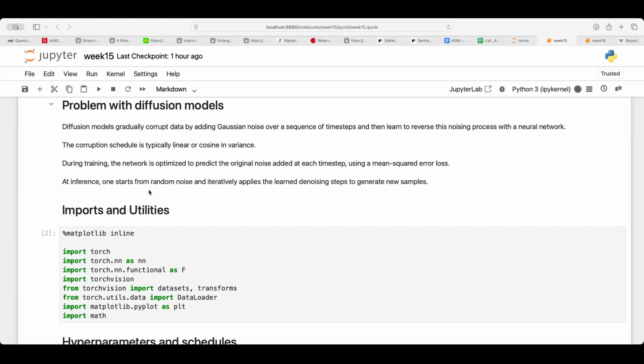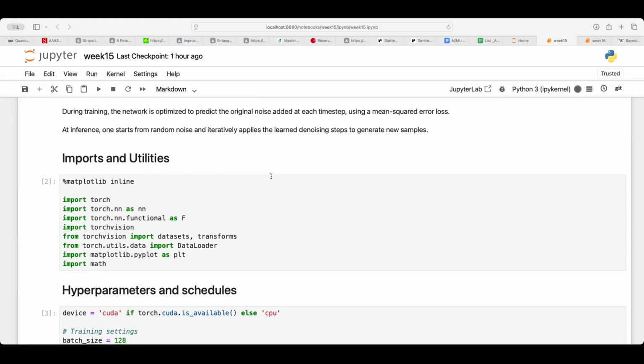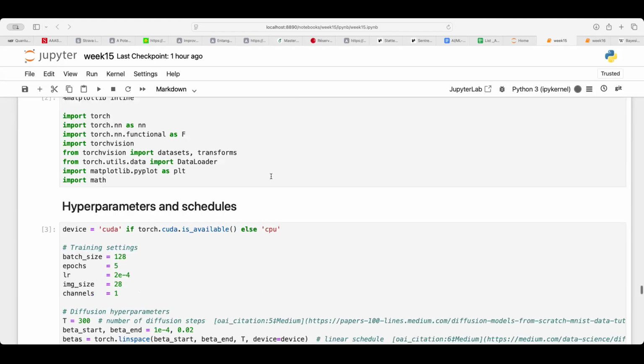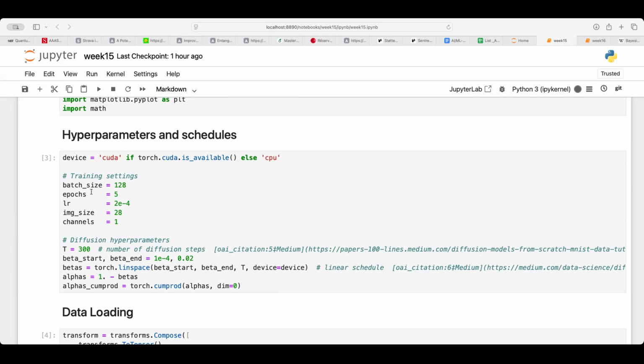And then you have an inference where you start from random noise, and iteratively apply the learned denoising steps to generate new samples. And you can feel free to take a look at this. You will see typically the parameters, the number of diffusion steps which you need to set up. Since this is the MNIST data set, you need to set up obviously batch sizes, epochs, the learning rate as before. You need to set up the optimizer you want.